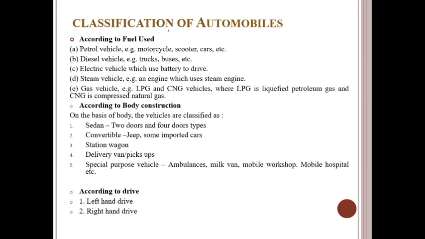Now another classification of automobiles is according to fuel. What type of fuel is used to run the automobiles? The first, the very biggest, is petrol vehicles. This petrol vehicle is operated using petrol. Example: motorcycle, scooter, car, etc. Motorcycle requires petrol, scooter also requires petrol, and car is also a petrol vehicle. Another is diesel. We know the diesel vehicles: big trucks, buses, cars also require diesel for their motion.